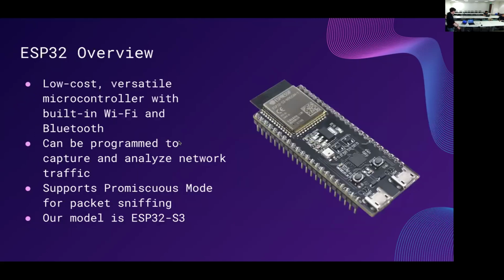So onto the ESP32. The reason we're using it is because it's a very low cost board, and it has Wi-Fi and Bluetooth built in, and you can program it to do almost anything within those boundaries. One of the things is enabling promiscuous mode on its Wi-Fi chip, which puts it into a mode where it reads all the incoming packets sent over the air.